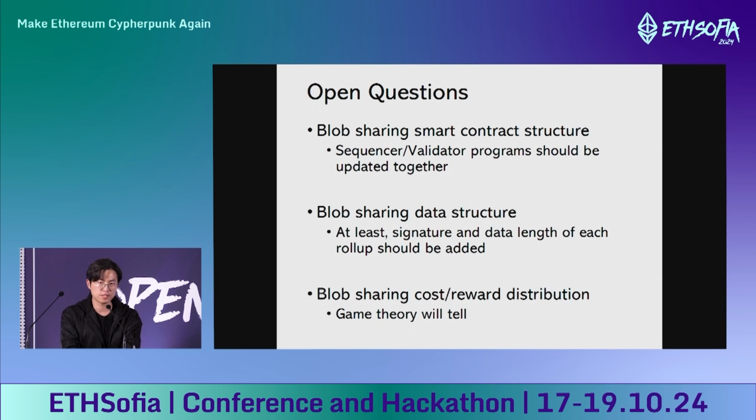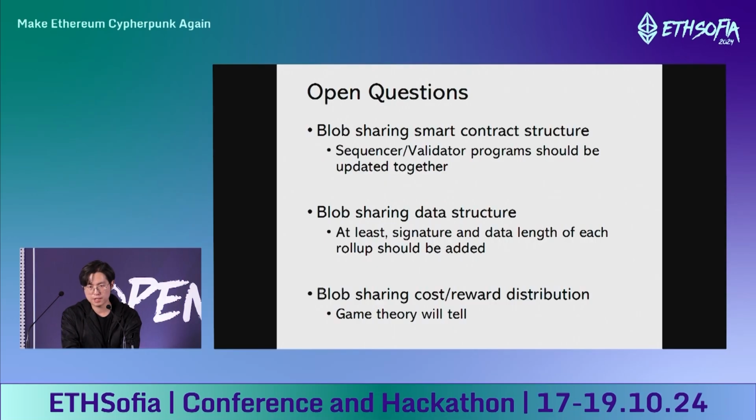That was just a simulation. So I made three open questions. One is that there are still no detailed blob sharing schemes. We need a smart contract design for blob sharing. And also there should be a blob sharing data structure for security. For example, if we just upload random data chunks, then the rollup sequencers can't read the data.